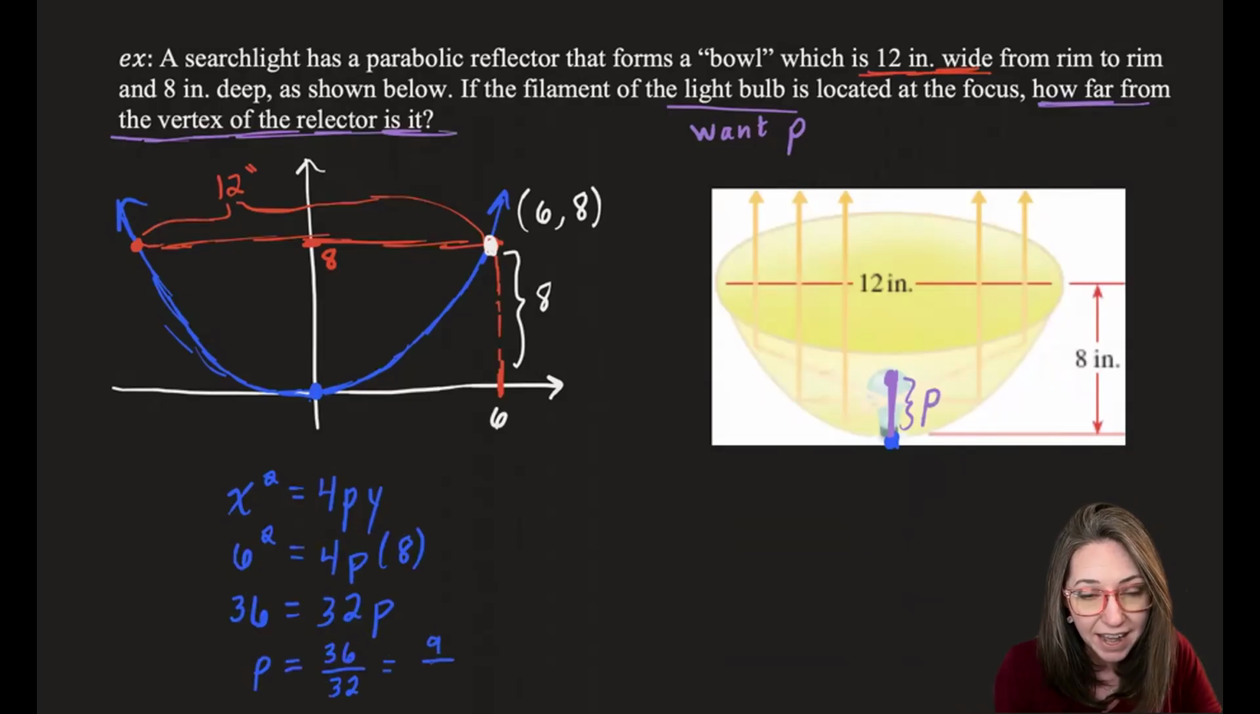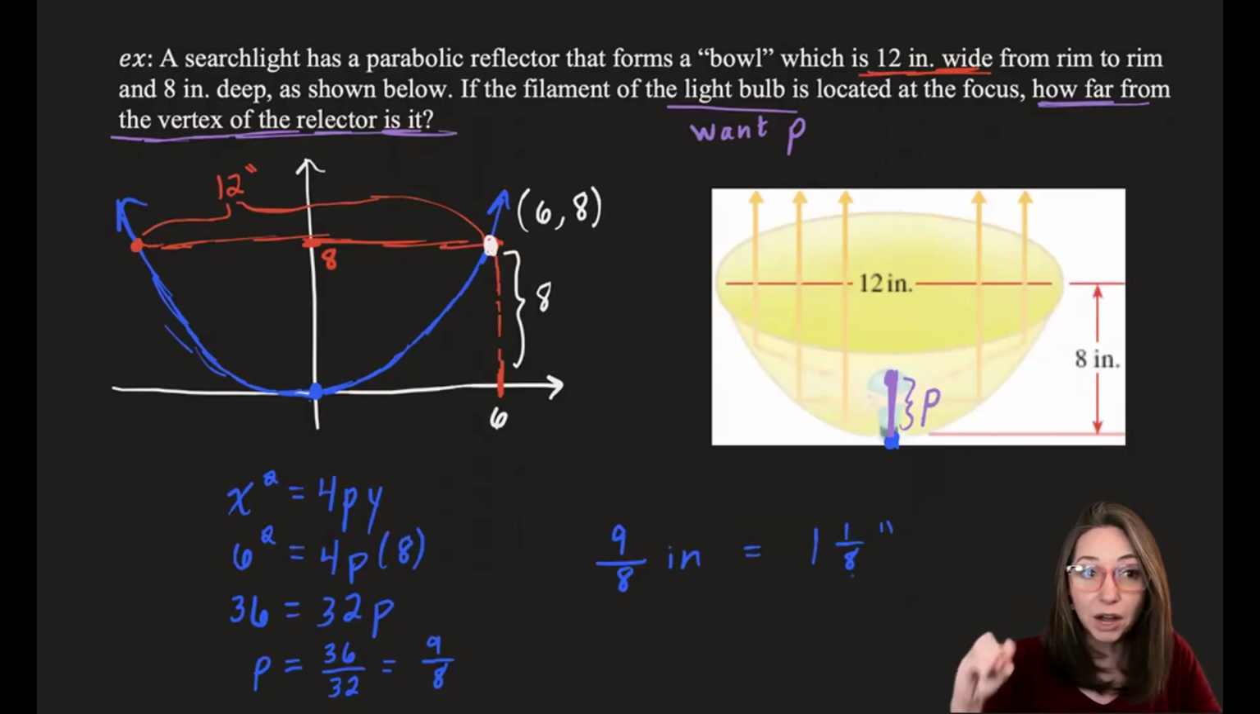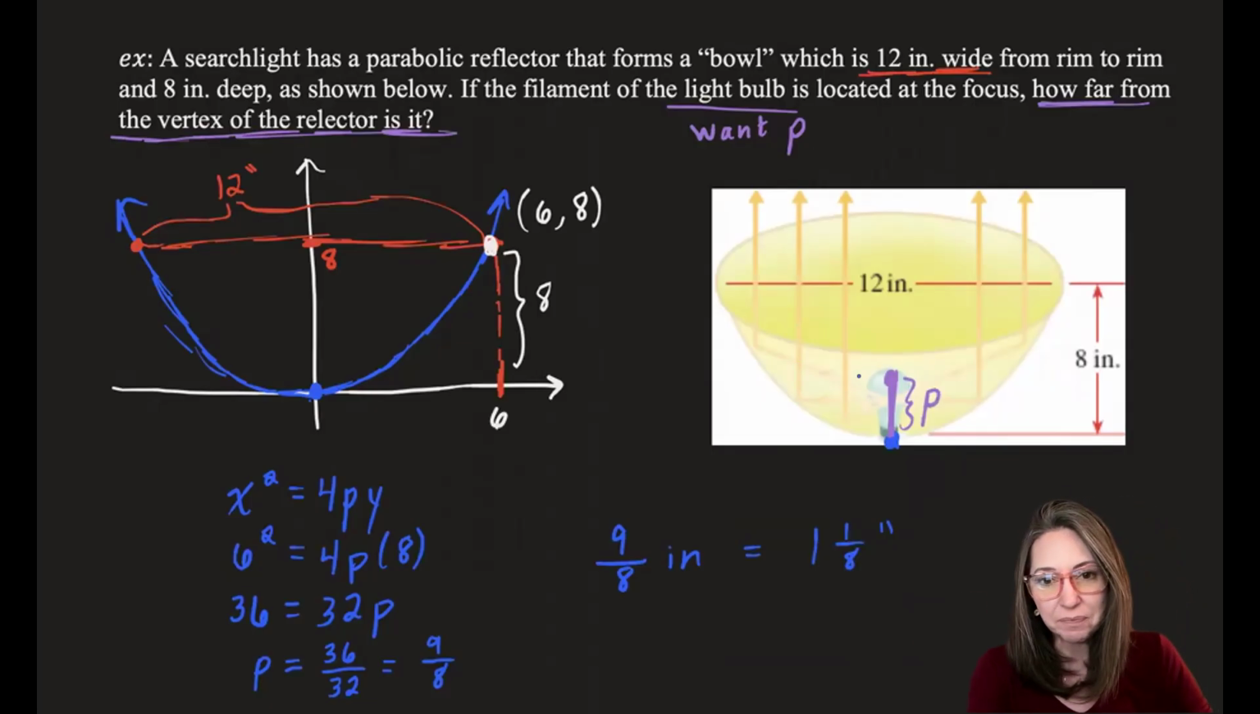That would be 9/8. All right, so it would be a distance of 9/8 inches, and in reality, you would probably answer that as a mixed number. So 1 1/8 inches would be an appropriate answer to this question. That's how far from the vertex, how far up that bulb needs to go, so that when the light bounces off from the light bulb to the reflector, it bounces in a straight forward direction. So you can see the road in front of you as you are driving.